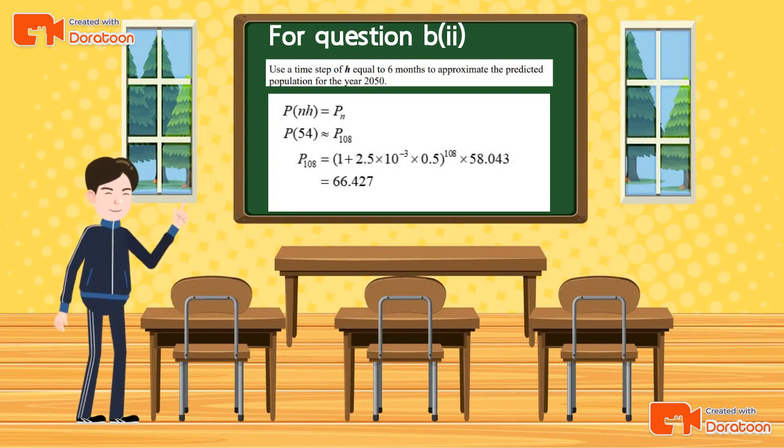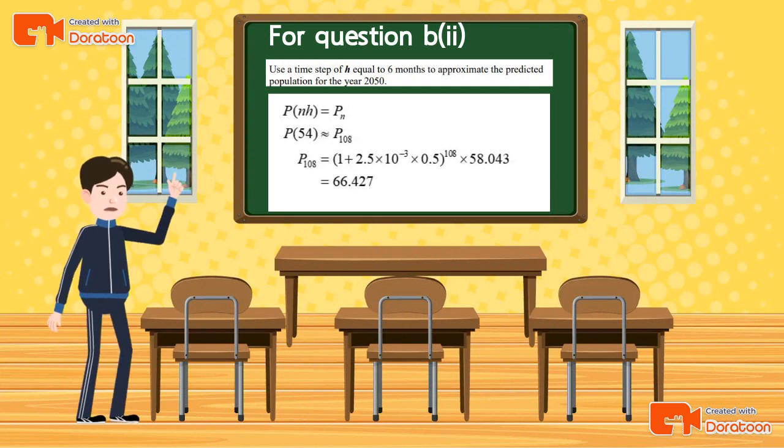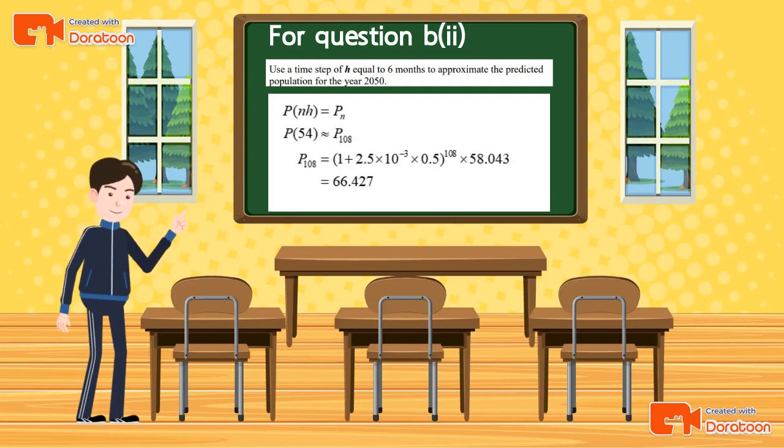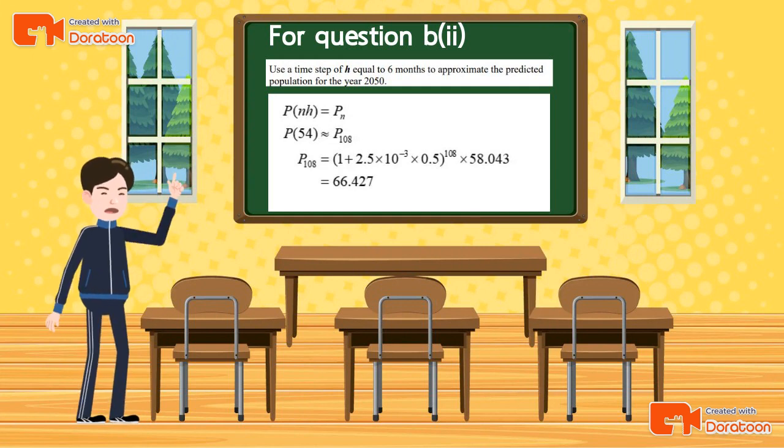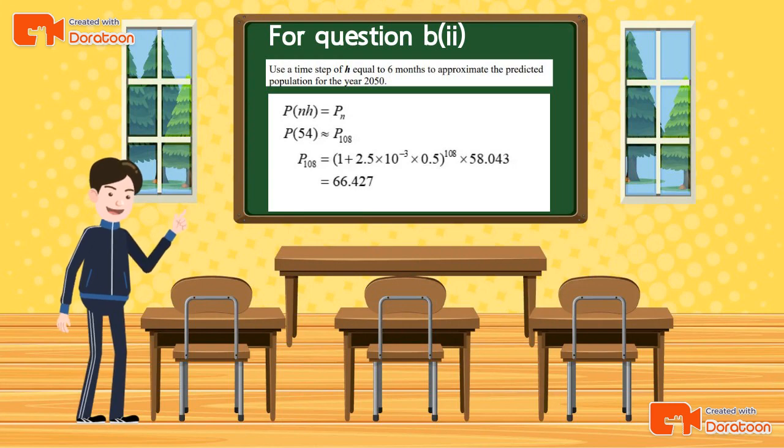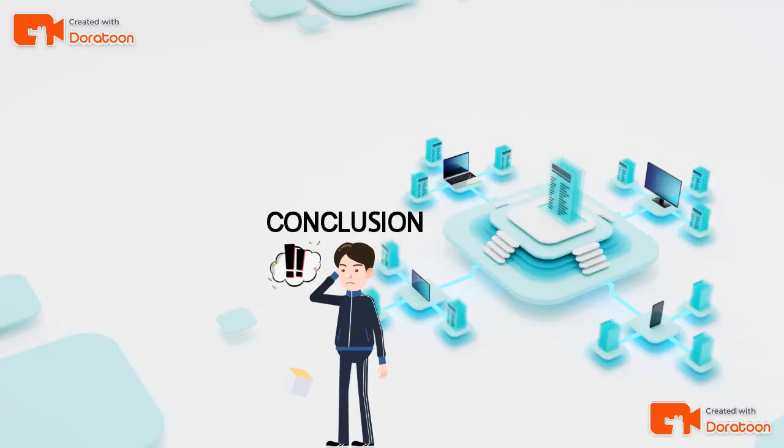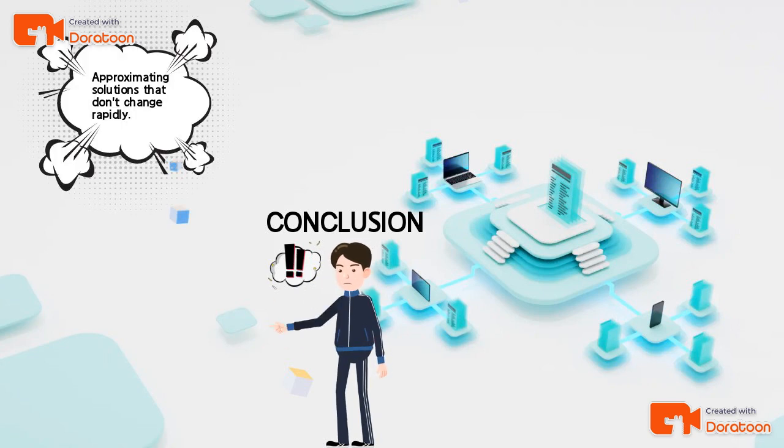So, we need 108 steps to get 54 years. So here, we have n = 108 and h = 0.5. We insert the values in the equation and we get the answer, which is that at 2050, approximately the population in Malaysia is 66.427 million.